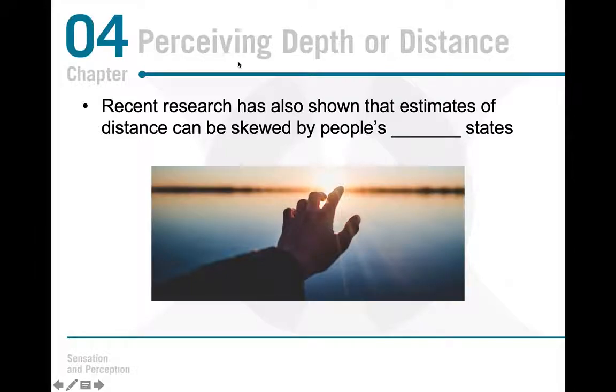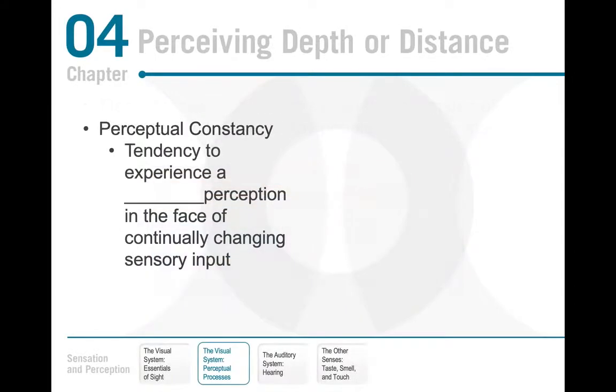Recent research has also shown that estimates of distance can be skewed by people's motivational states. Studies suggest that people see desirable objects as being closer to them than less desirable objects. Another related tendency we have is perceptual constancy, which is the tendency to experience a stable perception in the face of continually changing sensory input. So as someone approaches you from a distance, even though his or her image on your retinas gradually changes size, you do not perceive that person as growing right before your eyes.